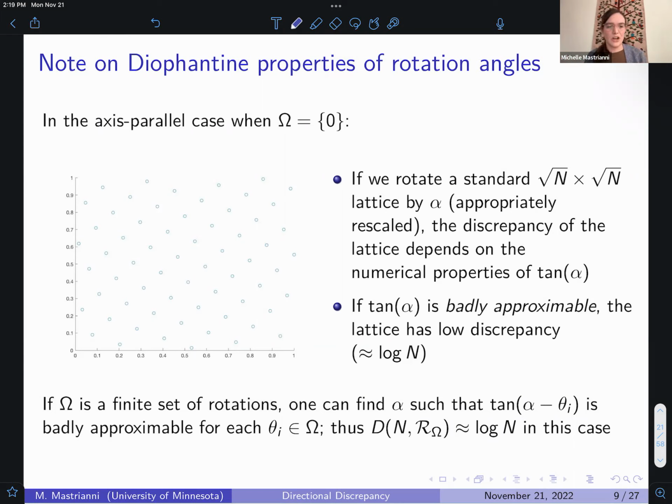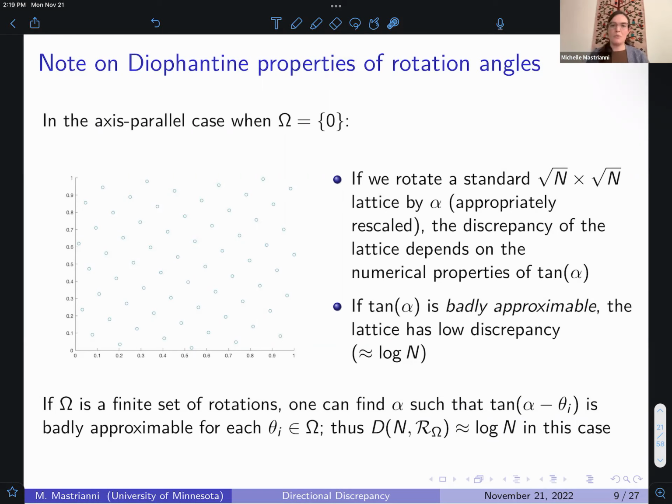And just a note that if you have a finite set of rotations, it's possible to find some angle alpha that is essentially badly approximable with respect to every angle in your finite set of rotations. And so you can also get logarithmic discrepancy in that case as well. The constant might differ, but it is possible to find an angle that's simultaneously badly approximable to everything in your allowed rotation set if you have a finite set of rotations.